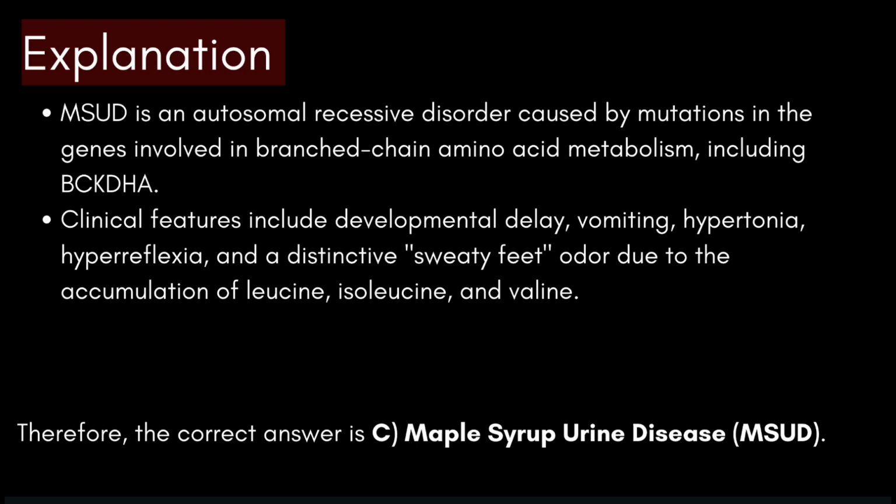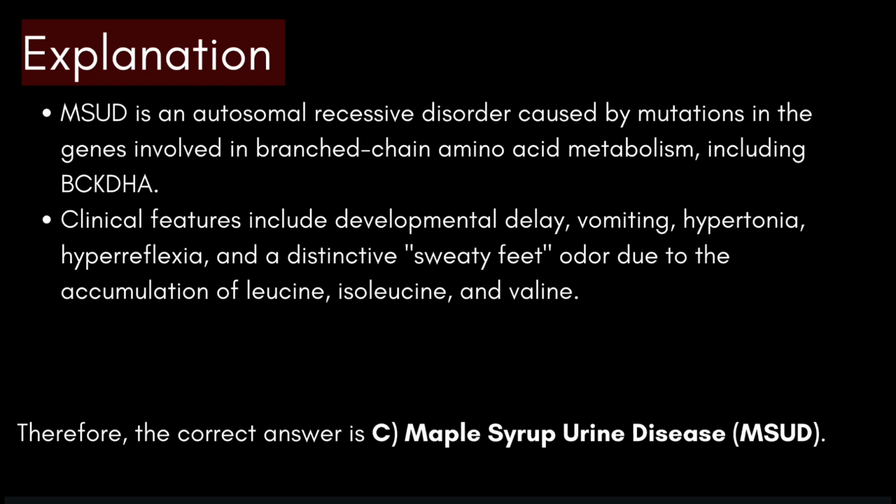Maple syrup urine disease is an autosomal recessive disorder caused by mutations in the genes involved in branched-chain amino acid metabolism, including BCKDHA. Clinical features include developmental delay, vomiting, hypertonia, hyperreflexia, and a distinctive sweaty feet odor due to the accumulation of leucine, isoleucine, and valine. Therefore, the correct answer is C, maple syrup urine disease.